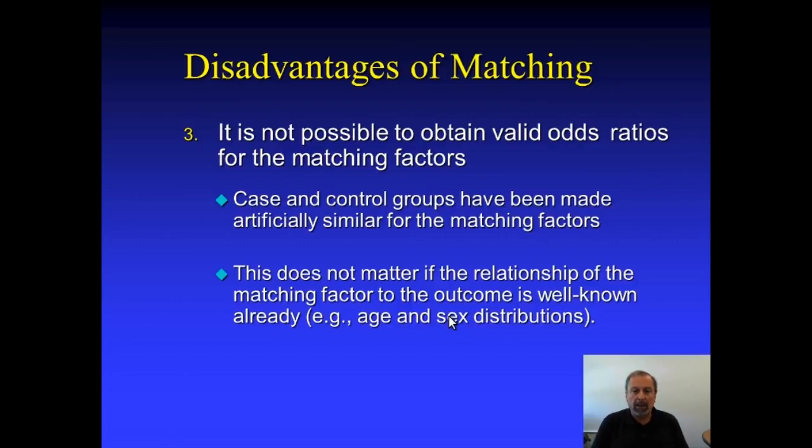Third reason, it's not possible to obtain valid odds ratios from the matched analysis for the matching factors, just because you've made the case and control groups artificially similar to each other. And often this doesn't matter because you have a good understanding of how the disease distributes, say in males versus females, or in one age group compared to another. So often this doesn't really matter, but I mention it anyway as something that should be taken into account.